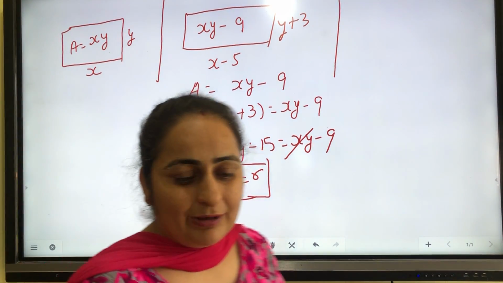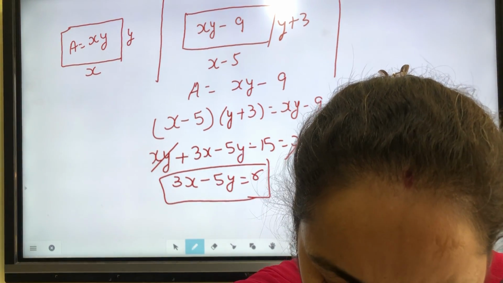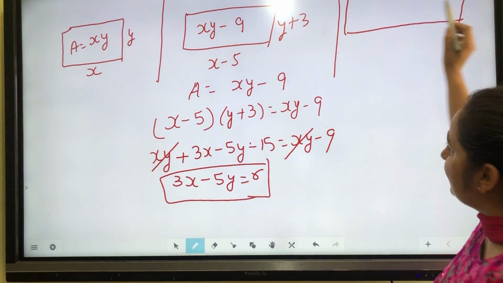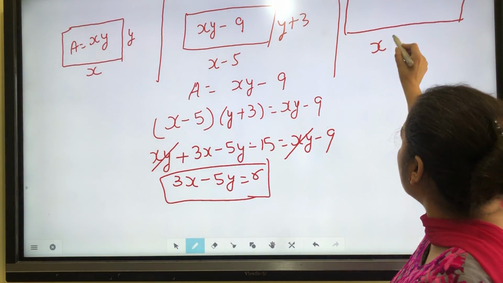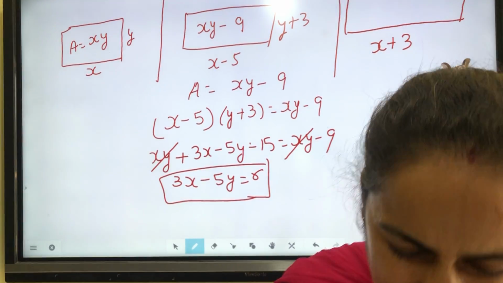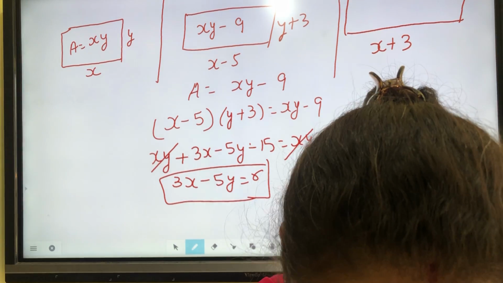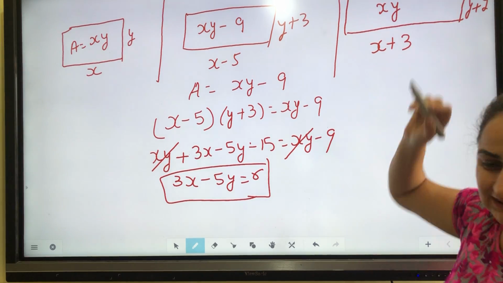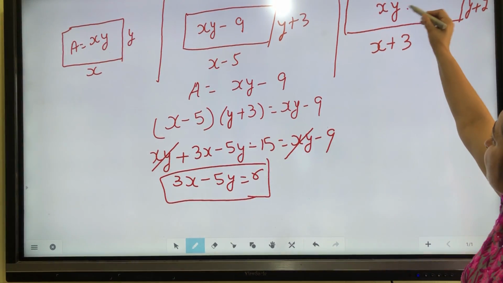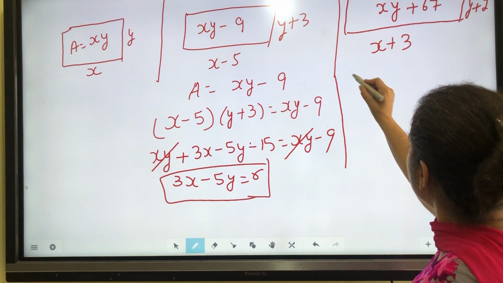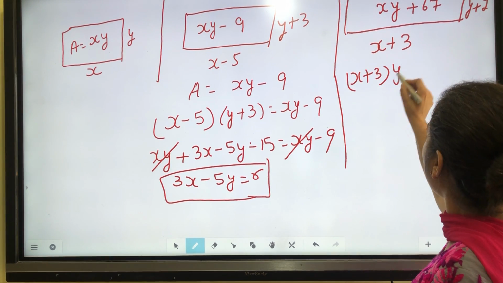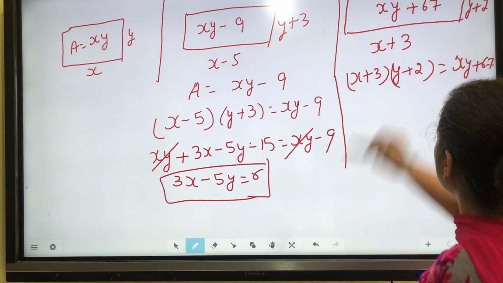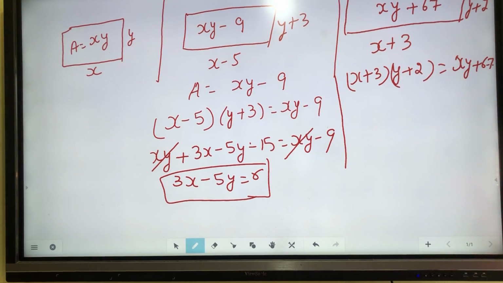Now for the second. What is the second condition? If we increase the length by 3 units, the length is x but we want to increase it by 3 units, and the breadth is increased by 2 units. So the whole area is increased by 67 units. Now what is the second condition? x plus 3 multiply y plus 2 is equal to xy plus 67. And you will calculate it by yourself.